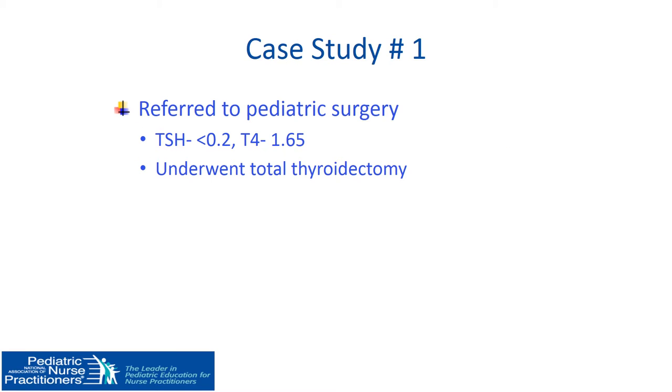He was referred to pediatric surgery. His TSH was 0.2, and his T4 was much better at 1.65. He underwent a total thyroidectomy, and after his thyroidectomy, he's been on levothyroxine and he's been doing well. His symptoms resolved, his goiter's obviously gone because we took it out, and he's doing really well. So surgery was the fix for him.